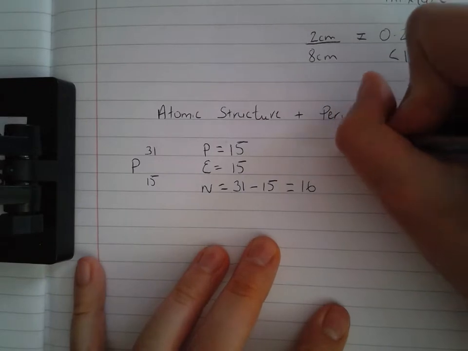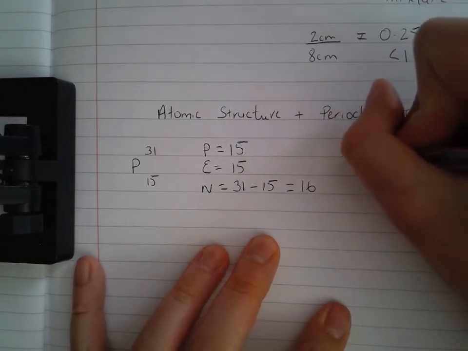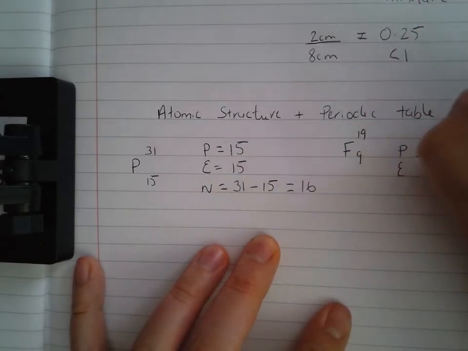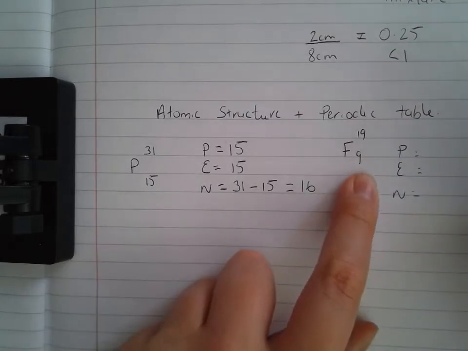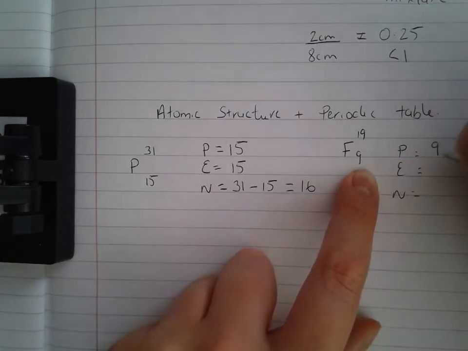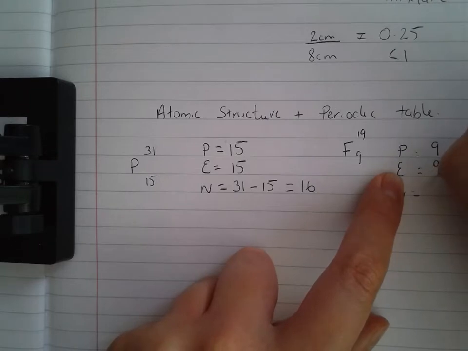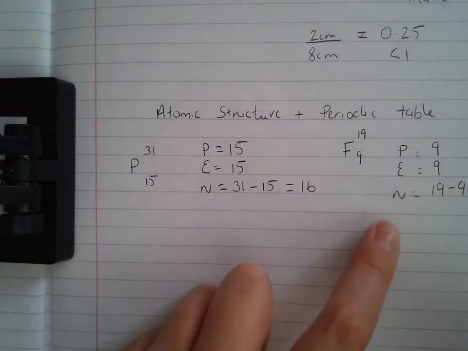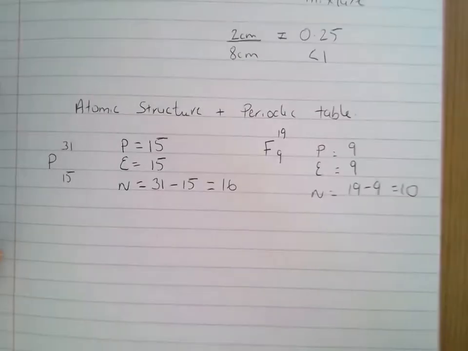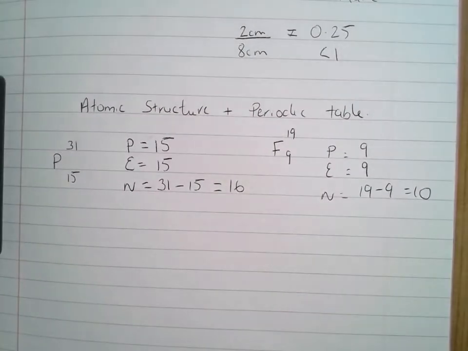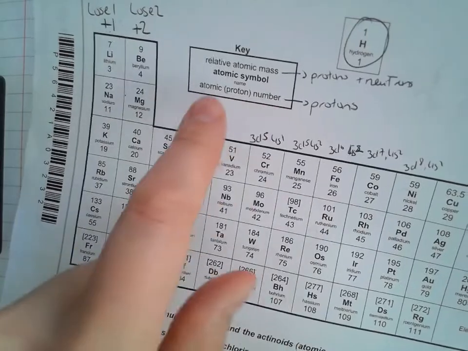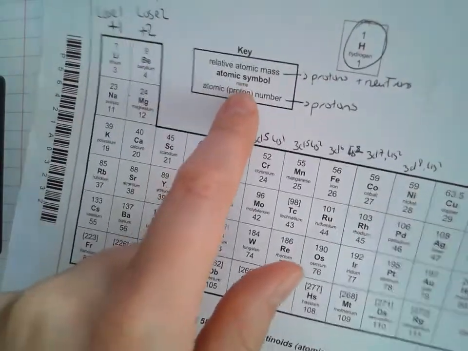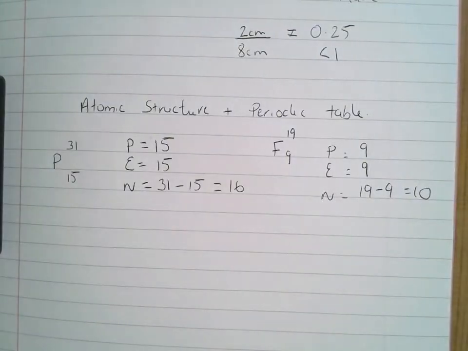If I did the same for fluorine, the numbers are 19 and 9. Protons, electrons, neutrons. Protons is a smaller number, it's 9. Electrons, always the same as protons, so it's also going to be 9. Neutrons, 19 minus 9 equals 10. Make sure you can work out the number of protons, electrons, and neutrons, and make sure you know what those numbers tell you. If you are asked, what does the atomic number tell you? It tells you the number of protons, okay? Number of protons.